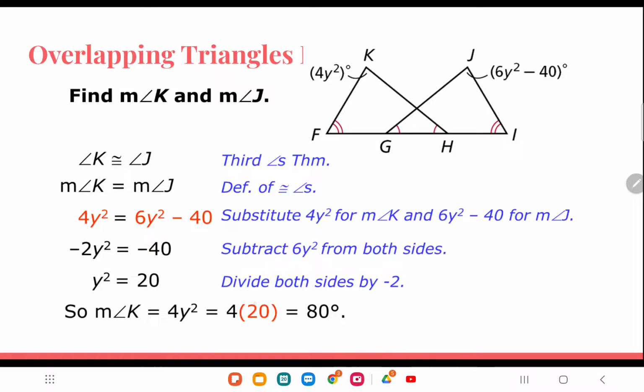So the measure of angle k is going to be 4 times 20 or 80 degrees. And again, we can verify with this: 6 times 20 minus 40 is also 80 degrees. So we know that our work has been done correctly.